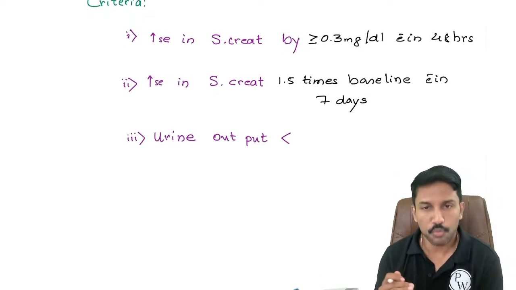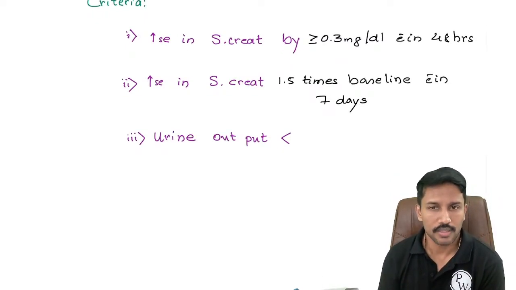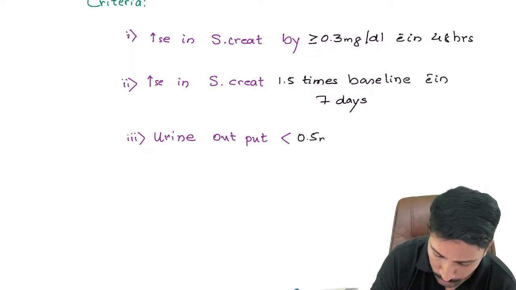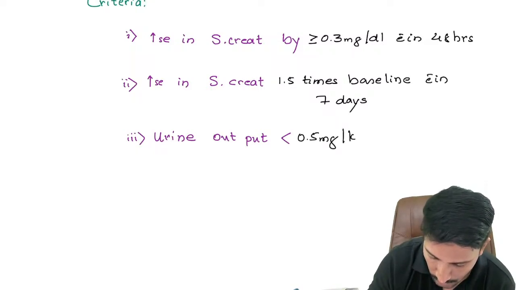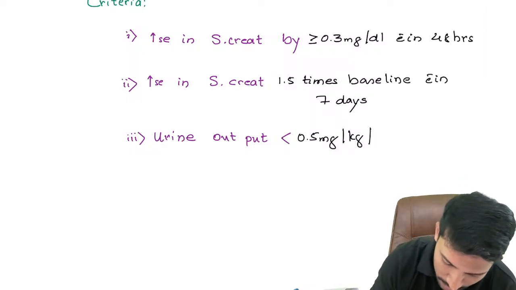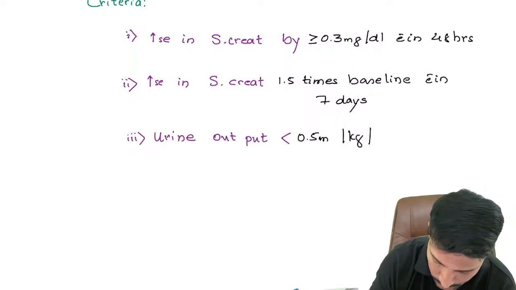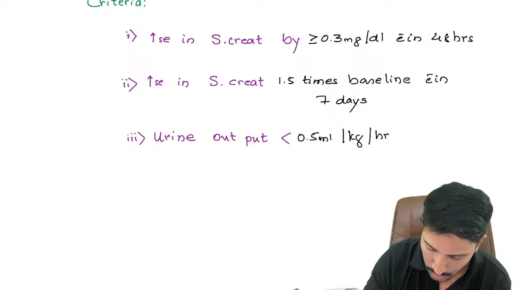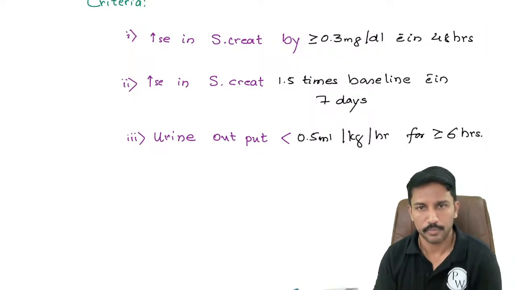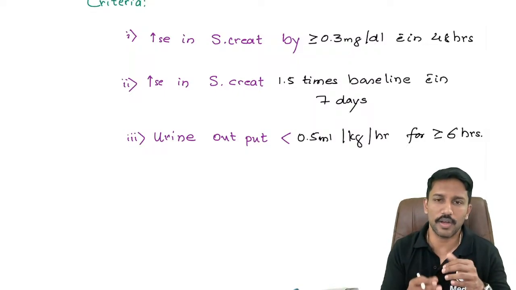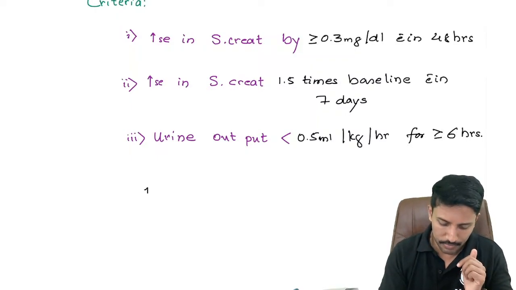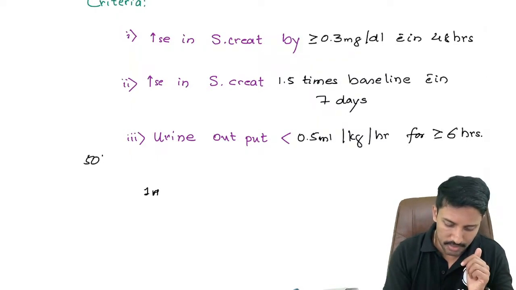There is also a urine output-based criteria for defining acute kidney injury. What is that? Urine output less than 0.5 ml per kg body weight per hour for more than or equal to 6 hours. It means for at least 6 hours, the patient's urine output had been less than half an ml per kg per hour. Let us say we are talking about a 50 kg patient.